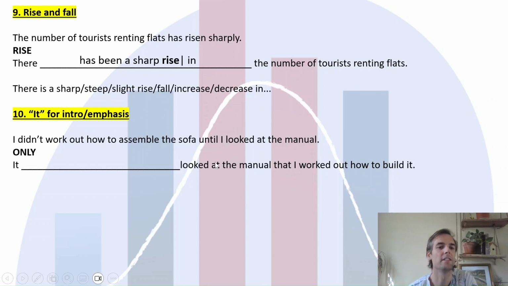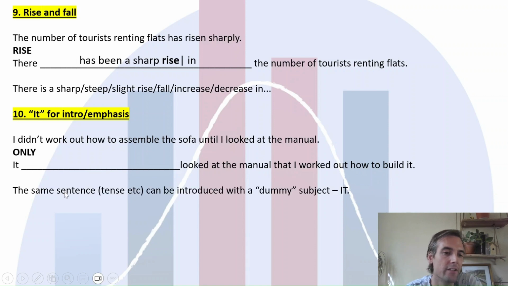And in the last one, this one's a little bit of a bitty one. It's not very common English, but it's on the exam. This one is where we use it at the start of a sentence to introduce an idea, to emphasize an idea. Example, I didn't work out how to assemble the sofa until I looked at the manual. So I didn't work out until I looked at the manual. That I worked out how to build it. That is doing a lot of work. This is why we need to read the whole sentence slowly, carefully, because that is telling us the answer.